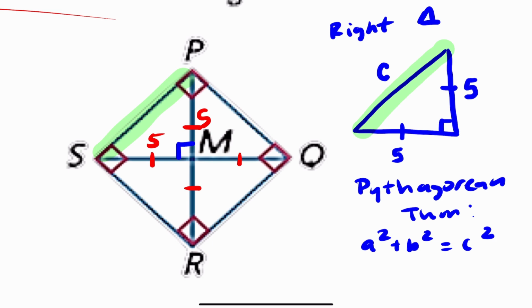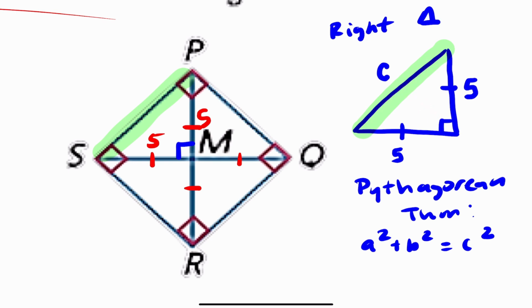Again, I got to emphasize this. C is the longest side of the triangle, and it's always across from the 90-degree angle. So here's this 90-degree angle. What's across from that? This side. Or vice versa. So here's my side. What's across from it? It's that 90-degree angle, that little square.